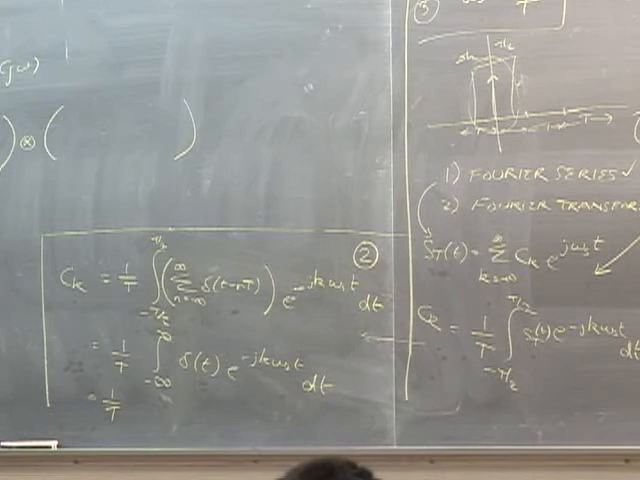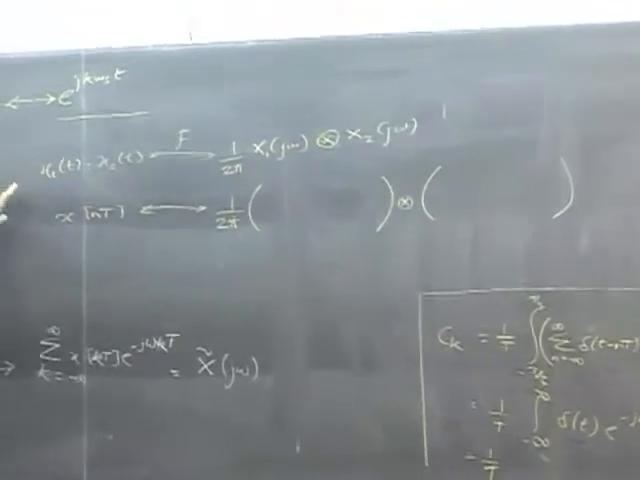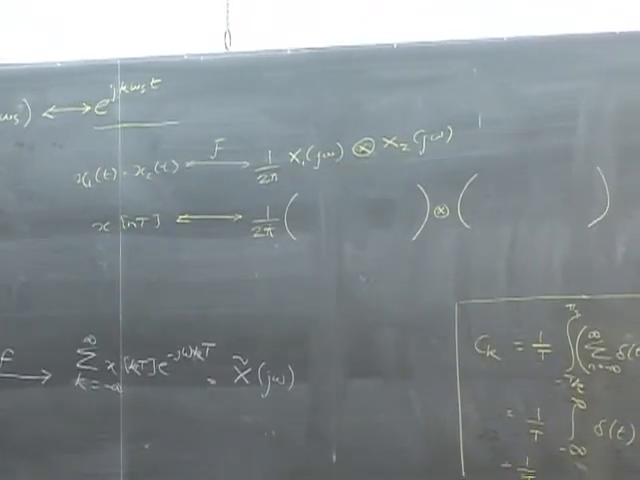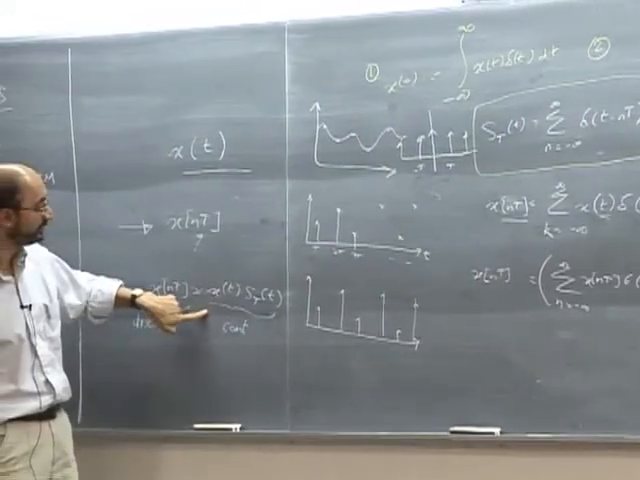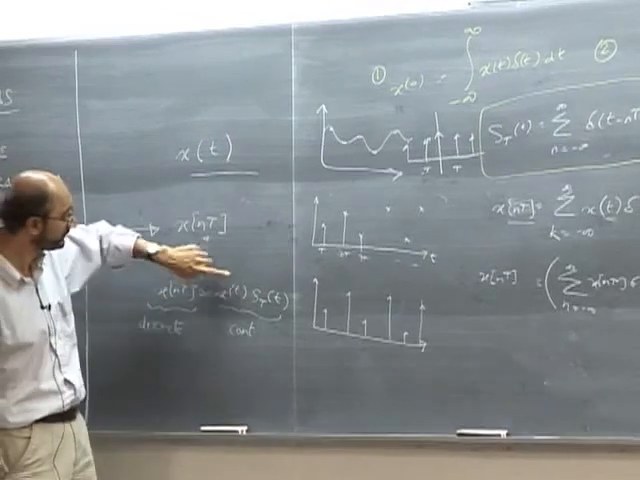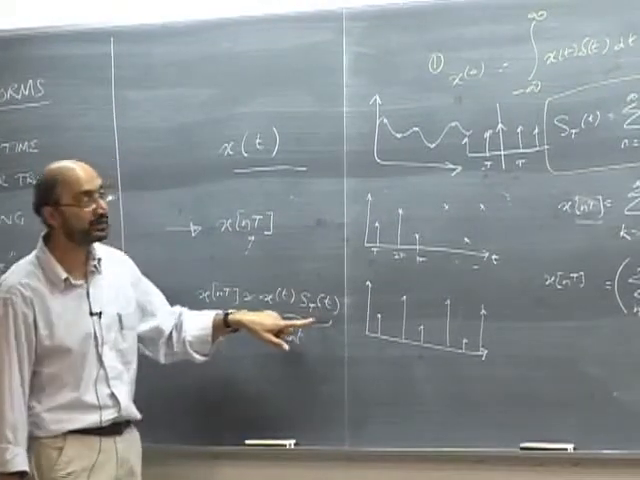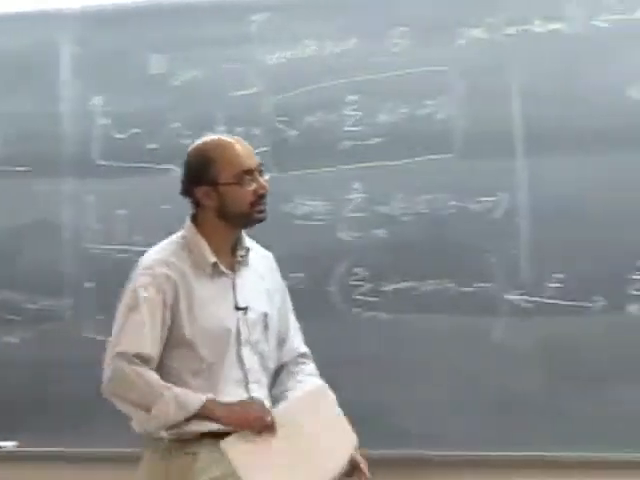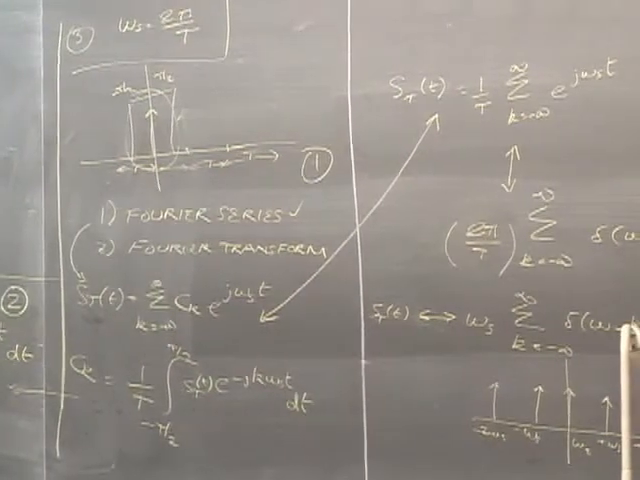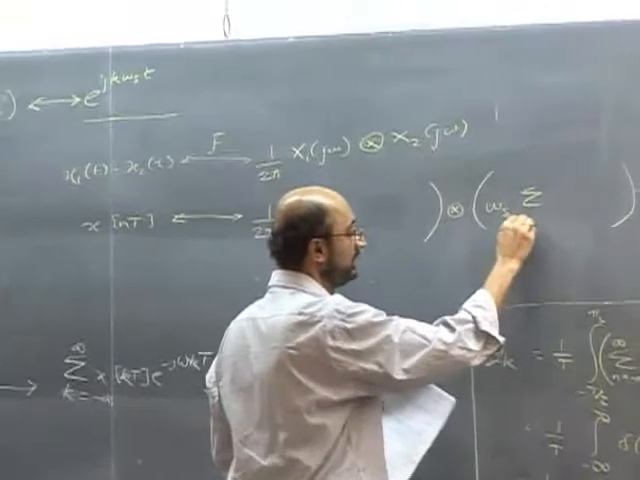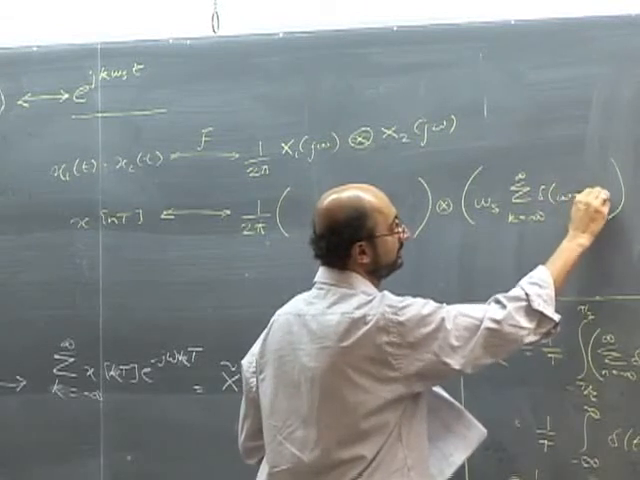All right, let's step back one minute and see why I did this in the first place. The reason I did this is because I want to take this product, xt multiplied by st. I want to multiply these two together, and I'm going to use the convolution of the Fourier transform of xt and the Fourier transform of st. But what is the Fourier transform of st? Well, now I can finally plug it in, because the Fourier transform of st is going to be this, omega s, this. So let's just plug that in over here. So this is omega s, sigma k equals minus infinity to infinity, delta omega minus k omega s.